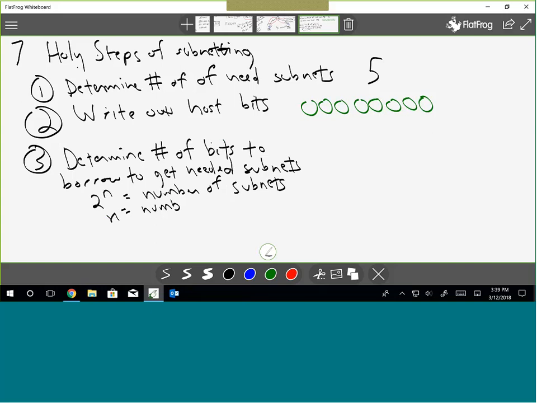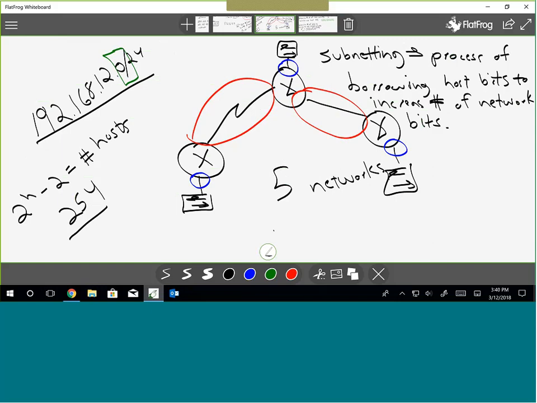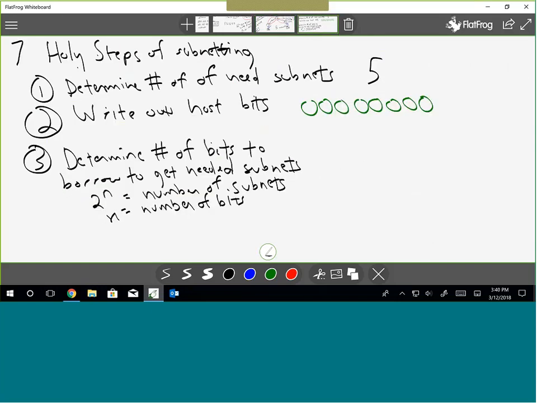So how many bits do I need to borrow to get at least 5 subnets? Because we know we need 5 networks to make this work. Anybody know? 2 to what power will equal at least 5? 2 to the 1 is 2, 2 to the 2 is 4, 2 to the 3 is 8. So we're going to make 8 subnets.